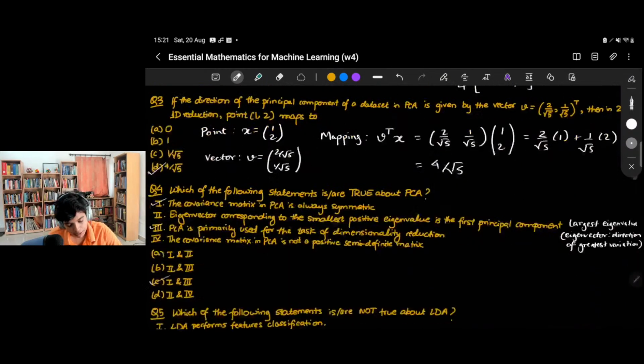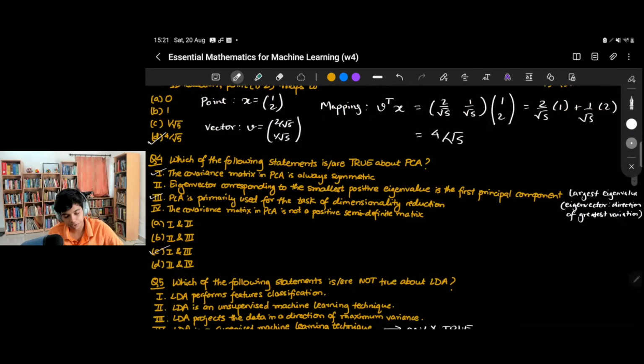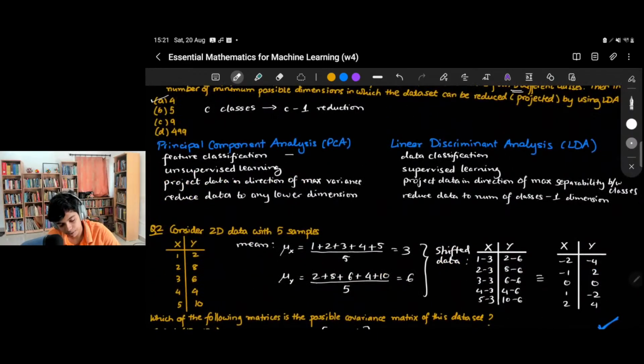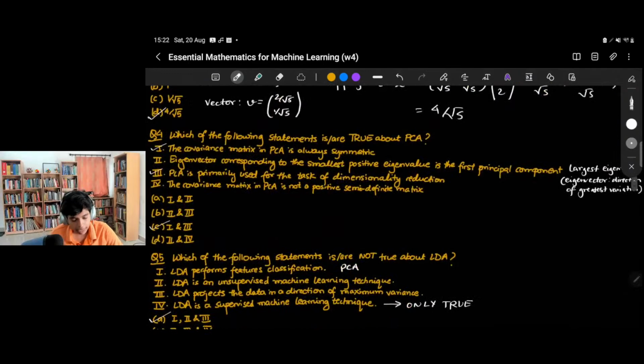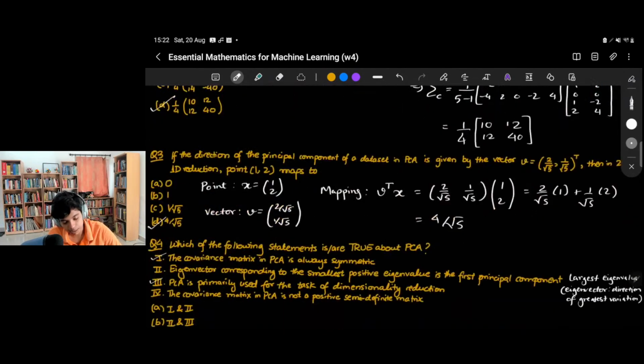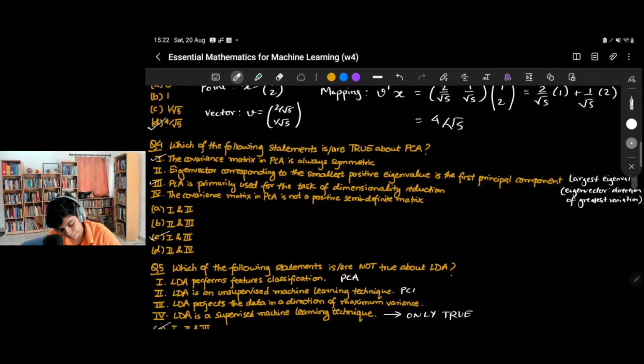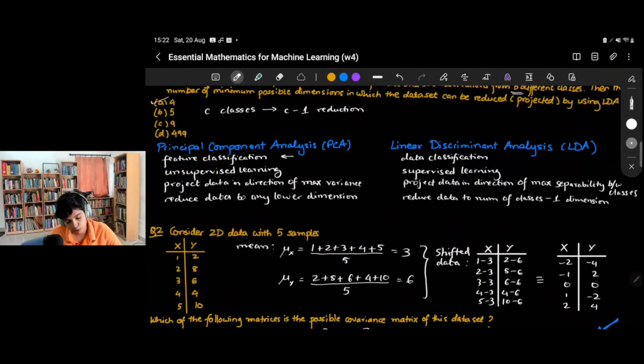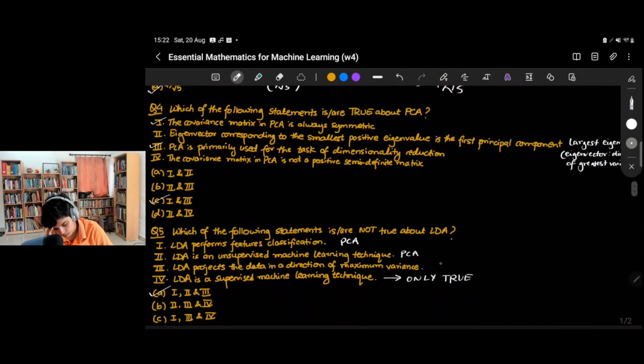So we see that all the first three properties over here, features classification, is not true for LDA. This is true for PCA. PCA does feature classification. Then, LDA is an unsupervised machine learning technique. Again, this is wrong. PCA is an unsupervised machine learning technique. And the third statement, projection of the data in the direction of maximum variance, is also for PCA. So all these first three statements are indeed true, but they are true for PCA, not for LDA. For LDA, only the fourth statement is true.